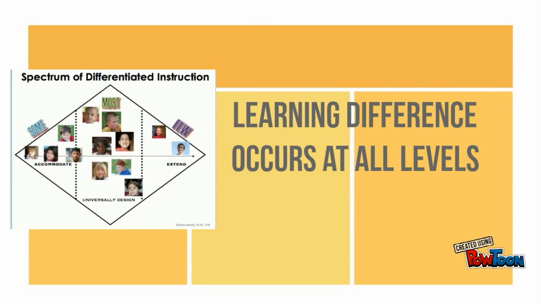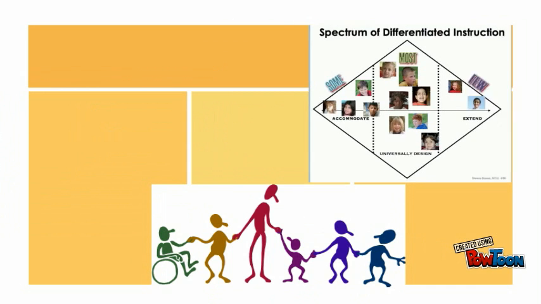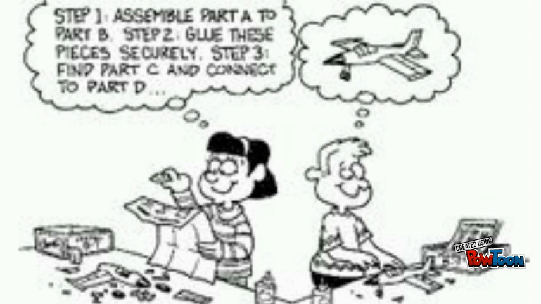First, learning difference occurs at all levels. Second, anticipate learning differences and design curriculum to meet all learners' needs rather than modify a curriculum for just some children. And third, there should be more than one way to learn something, more than one way to show something, and more than one thing to learn.